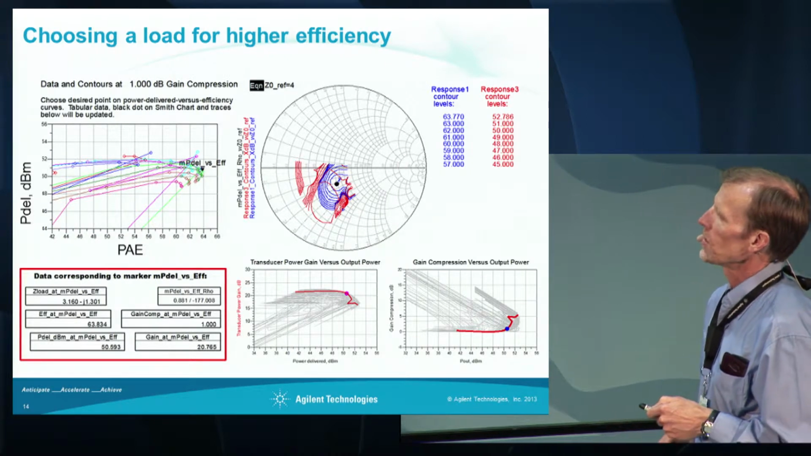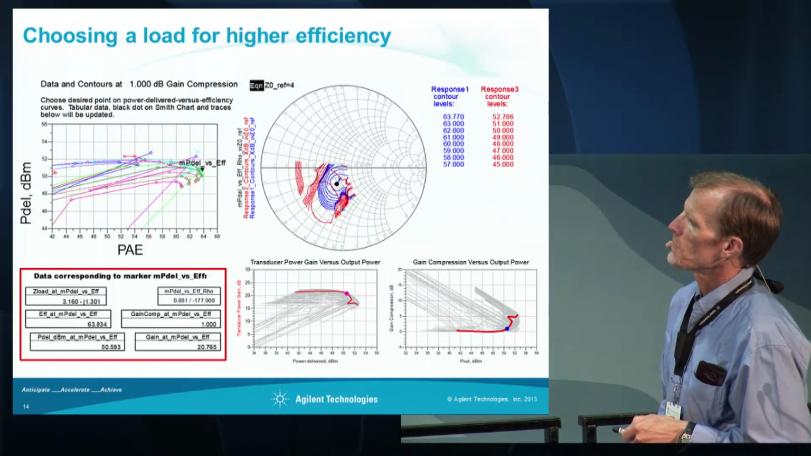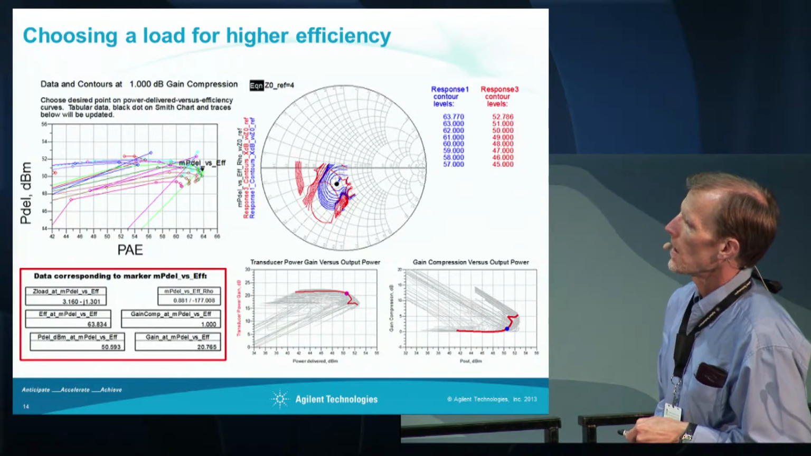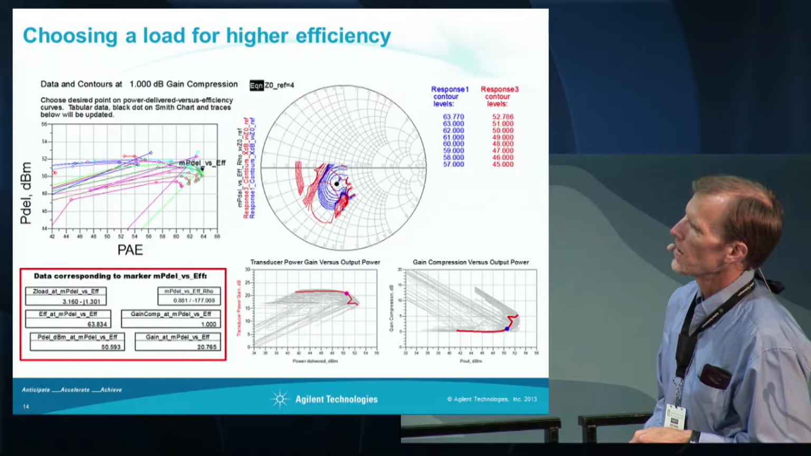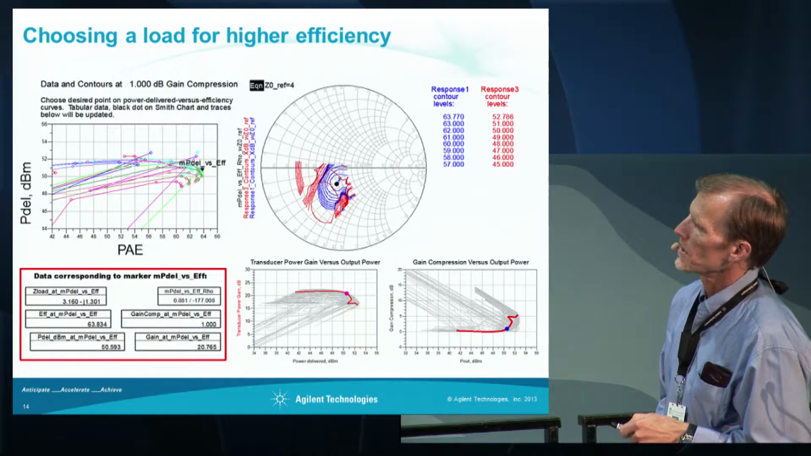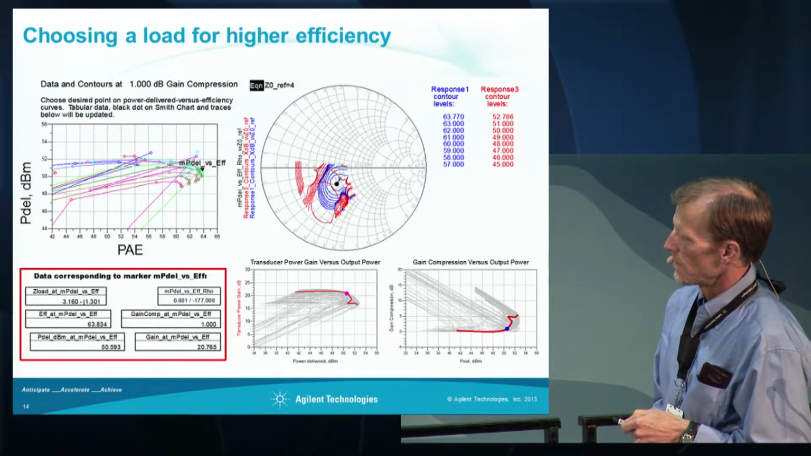And if we choose this load and sweep the power, this red trace corresponds to the data over all power levels. And the data in the red box over here corresponds to this particular load. This data point, which is this load.